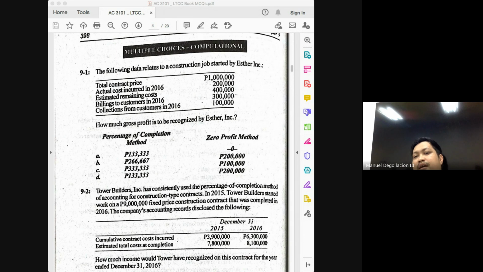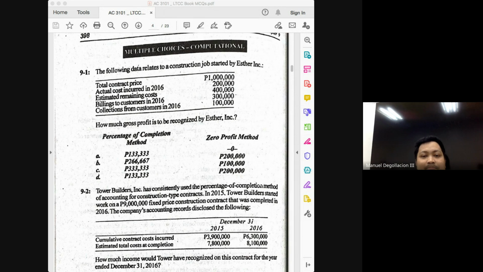And then in the year of completion, you will recognize the total amount of profit in a single period. As I've mentioned before, we do not like the zero profit method so much because it does not comply with the matching principle, and it would result in a very inconsistent income statement. For example, it's a 5-year project. Year 1, 2, 3, and 4, you will have zero profit. Then all of a sudden, there will be a spike. You will have a big amount of profit in year 5.